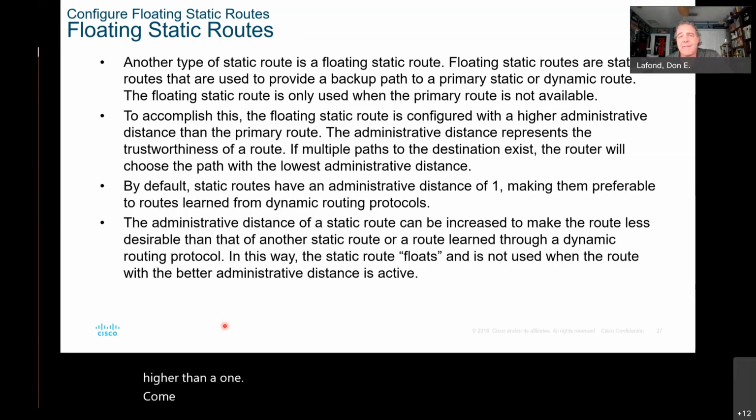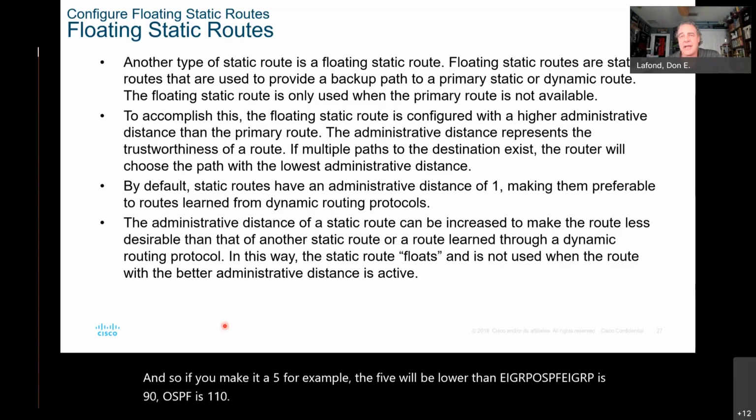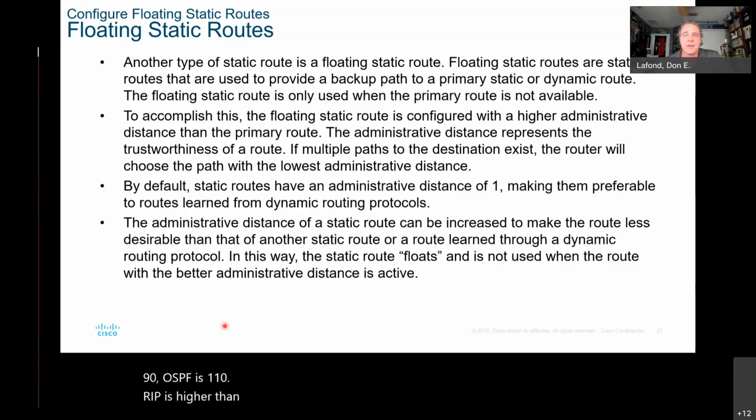So if you make it a 5, for example, the 5 will be lower than EIGRP and OSPF. EIGRP is 90, OSPF is 110. RIP is higher than that. So a 5 would be used if the static route, the first route you put in there, fails.